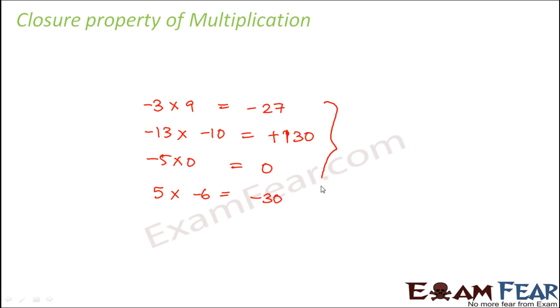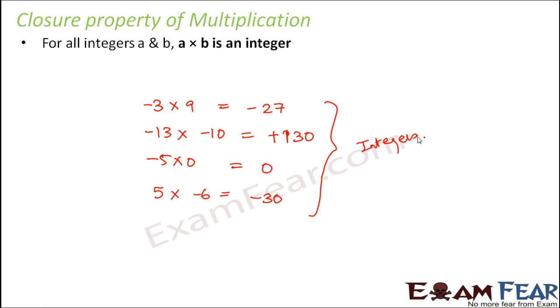Now in each of these cases, what we try to do is we try to multiply different types of integers. Sometimes we multiplied a negative integer with 0. Sometimes we multiplied two negative integers. Sometimes a negative and a positive. Sometimes a positive and a negative. And in each of the cases, we found that the result that we obtained, they were all integers. And this proved that the integers are closed under multiplication.